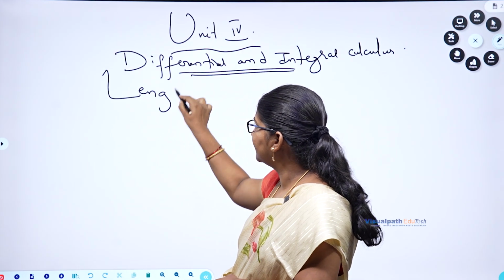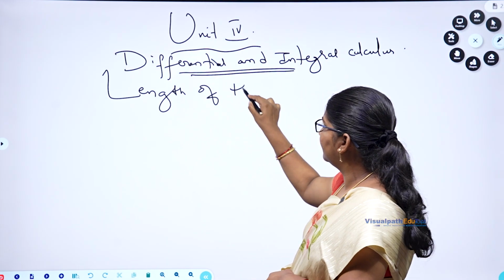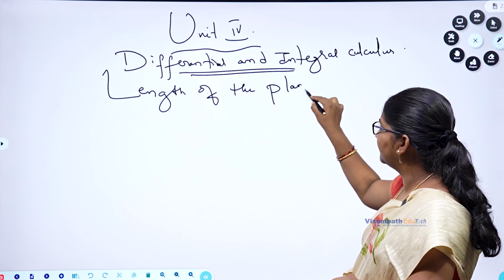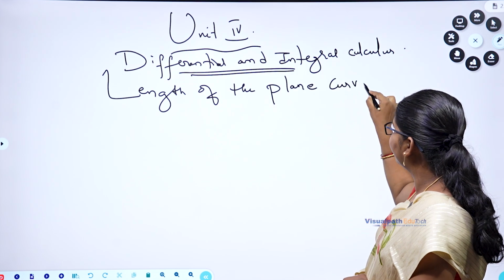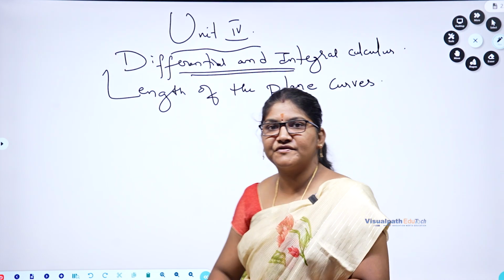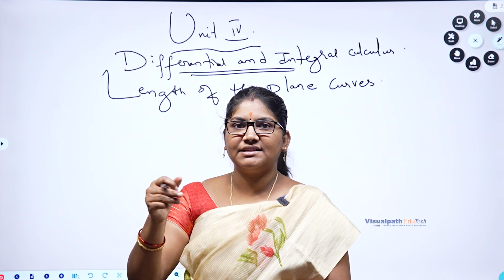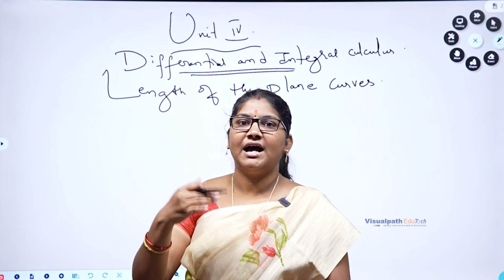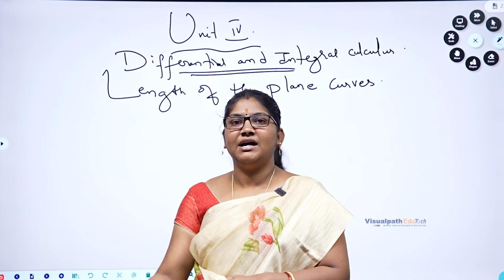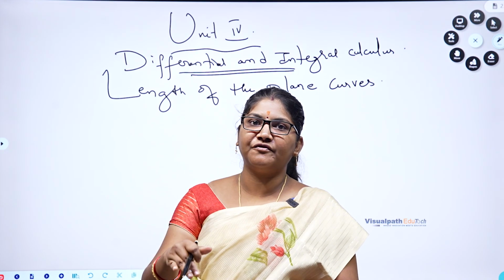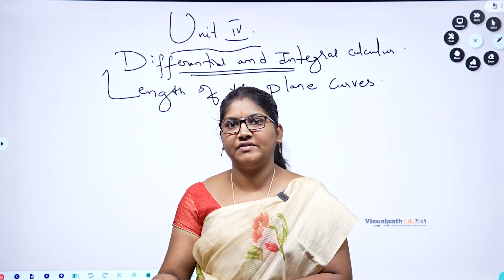Length of the plane curves, volume of solid of revolution, areas of the surface of revolution. These are the first three main concepts. And we have theorem of Pappus. In theorem of Pappus, we have volume of revolution and surface of revolution.